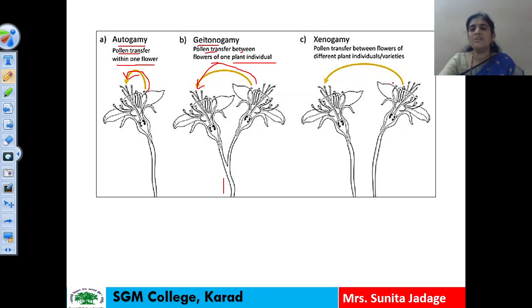And the third type is known as xenogamy. This is the first plant and this is the second plant. Here pollen grains are transferred from one plant to another plant. So in this way, this is the third type, xenogamy, where pollen grains are transferred between the flowers of different plants or individuals.